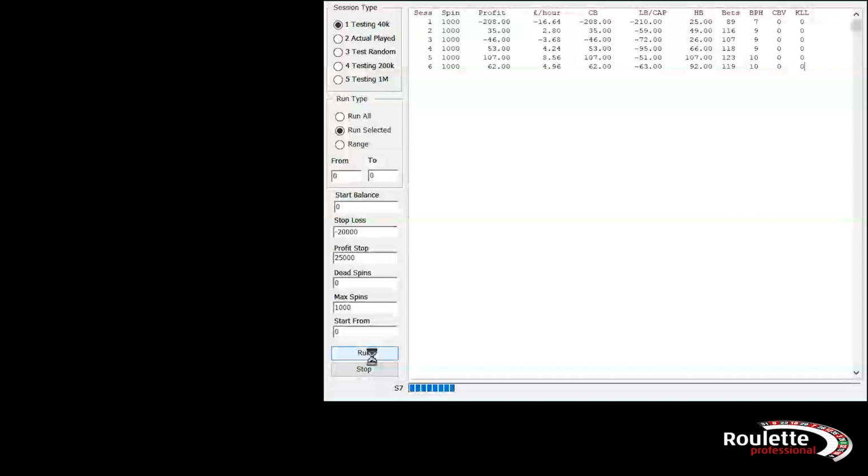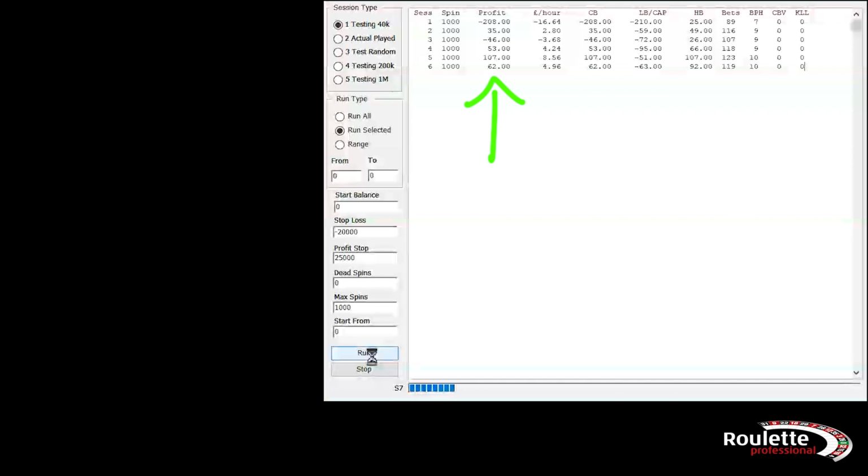Okay, we have 6 sessions on the board. The first column is obviously the session identifier. Then we have the number of spins played. As this first demonstration is a flat bet, we have set the system to play all available spins. However, in future demonstrations, the spin count may vary per session if we are simulating a system with a fixed profit target or stop loss.